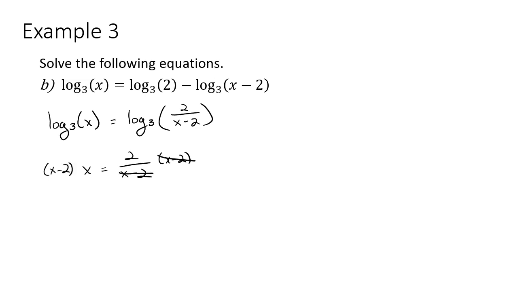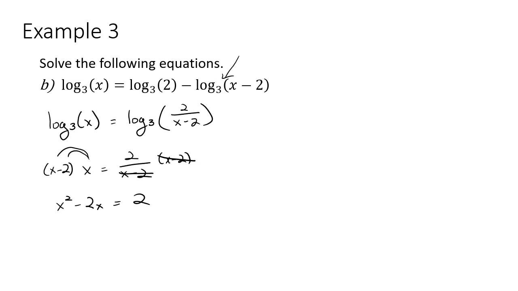And by the way, if you really don't like having the division at all in the problem in the first place, you actually could have added this log base 3 of x minus 2 over to the left-hand side of the equation. Then it would have been the sum of two logarithms, and you would have gotten multiplication instead, which still would have given you x times x minus 2. So you would have just started at this step. So I'm going to distribute this through now. This is x squared minus 2x is equal to 2.